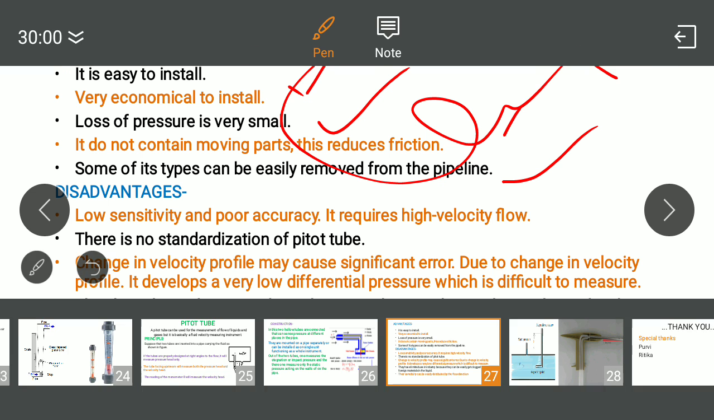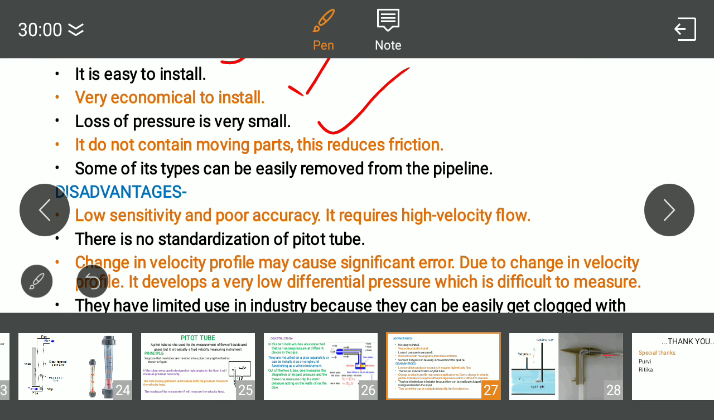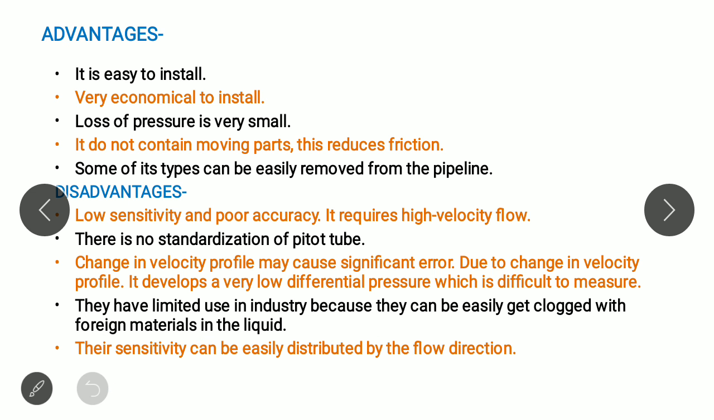And if we talk about the disadvantages, then it has low sensitivity and poor accuracy. The sensitivity is less, it is less accurate, and requires high velocity flow. There is no standardization of the Pitot tube. Change in velocity may cause significant error. Due to change in velocity profile, it develops a very low differential pressure which is difficult to measure. It has limited use in industry because it can easily get clogged with foreign material in the liquid. Their sensitivity can be easily disturbed by the flow direction.